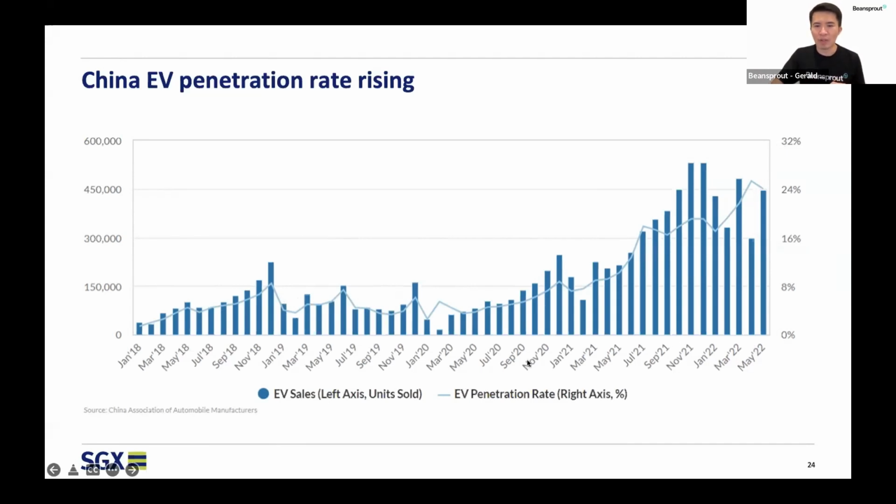But what we saw in 2022 is that the penetration rate actually increased, such that for every 100 vehicles being sold in China, close to a quarter would be an electric vehicle. Okay, so that is actually a very high number. Just to give you some numbers for comparison purposes, maybe in Europe, it'll be in the range of 10 to 15%. In the US, it'll be below 10%. In Singapore, the latest that I checked, for the first half of this year, it will be at about 10%.